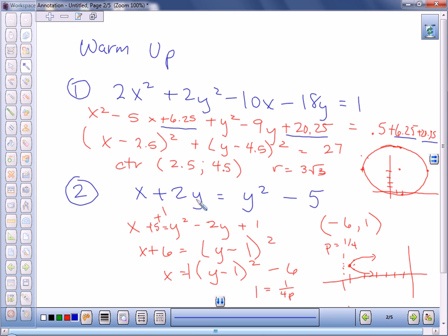All right, this one we complete the square, and this was a little easier to complete the square. There's an understood 1 as our coefficient here. You don't really have to write 1 as your coefficient, but it's understood. The only reason the 1 helps us is to find the p. We know that 1 equals 1 over 4p, so p has to be a fourth. So if I plotted my vertex at negative 6, 1 here, I know this is x equals, and it's a positive coefficient, so it's going to open right.